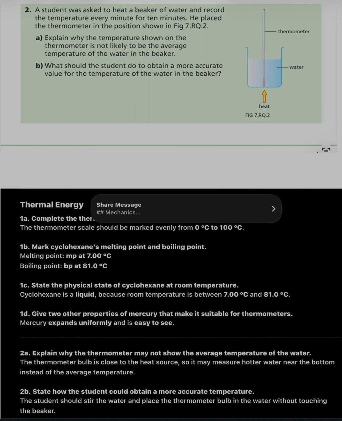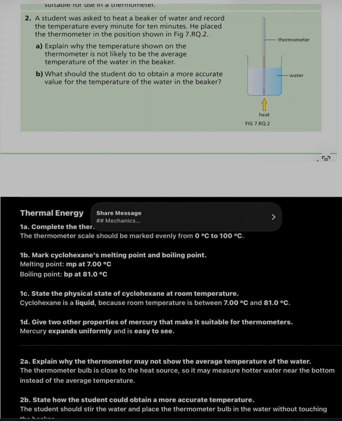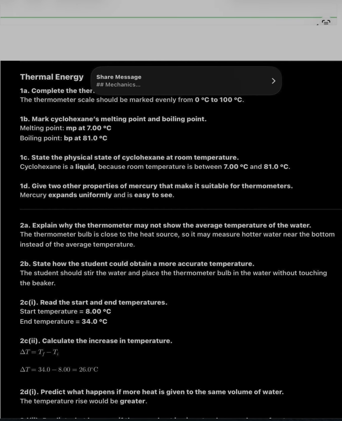2A. Explain why the thermometer may not show the average temperature of the water. The thermometer bulb is close to the heat source, so it may measure hotter water near the bottom instead of the average temperature. 2B. State how the student could obtain a more accurate temperature. The student should stir the water and place the thermometer bulb in the water without touching the beaker.